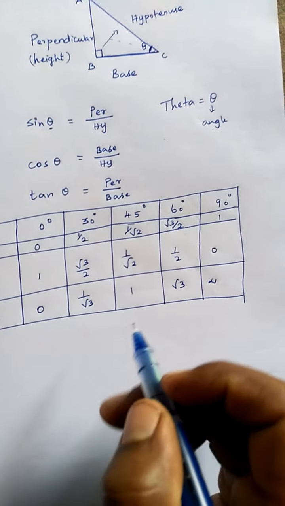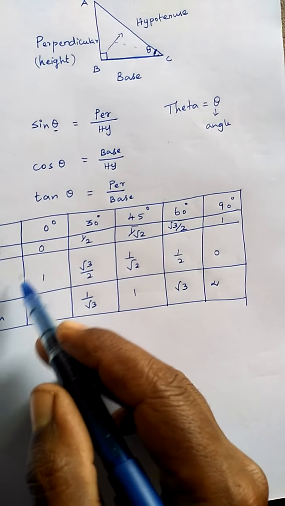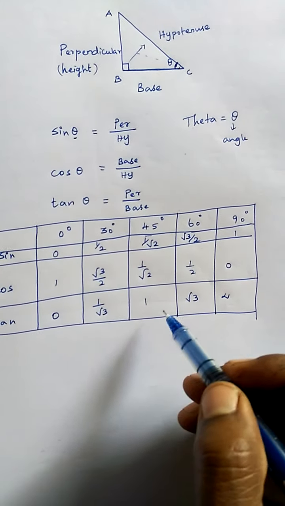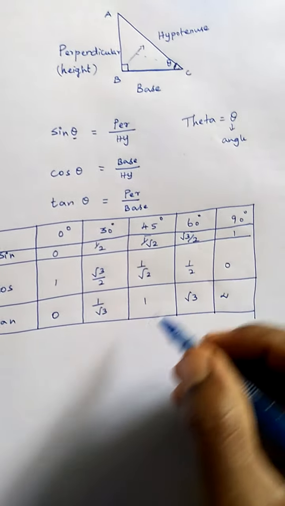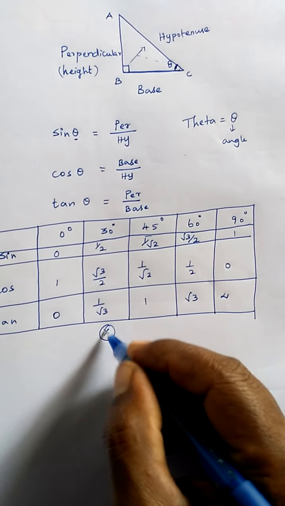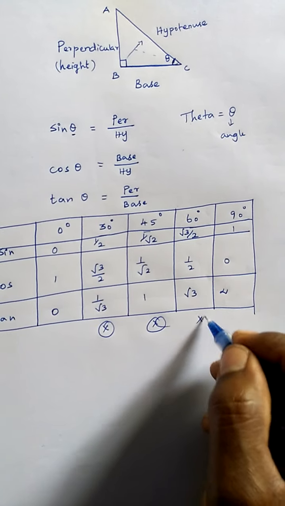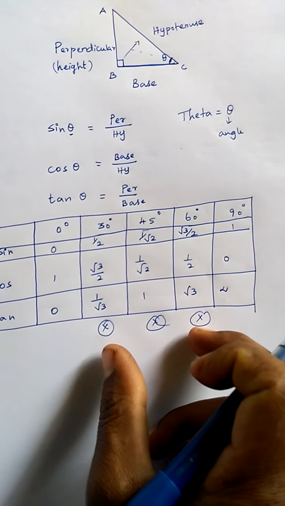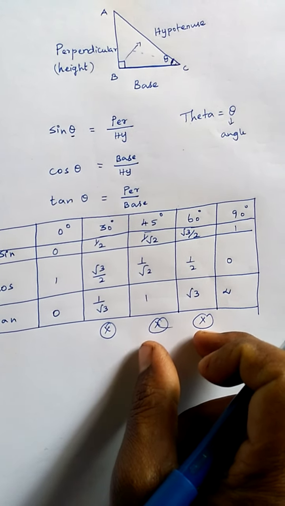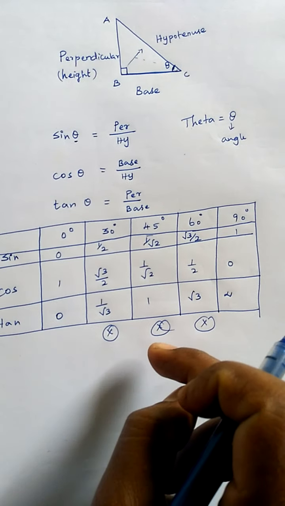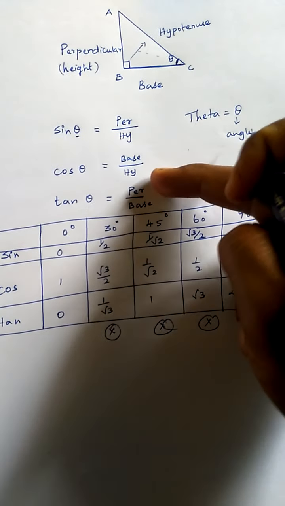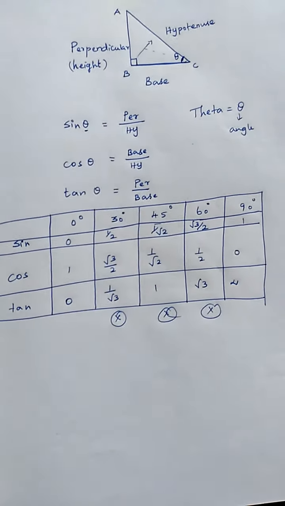Maximum in the chapter we will get tan theta, and sin theta only in rare cases. Those three angles are important: 30 degree, 45 degree and 60 degree. Only based on these three we will get the questions. So we have to memorize these formulas and this table.